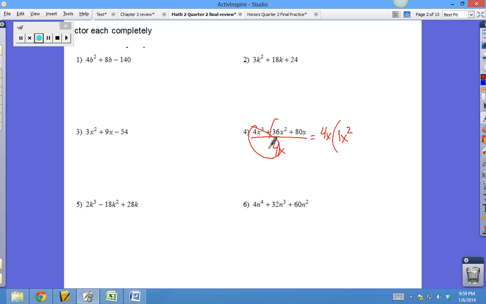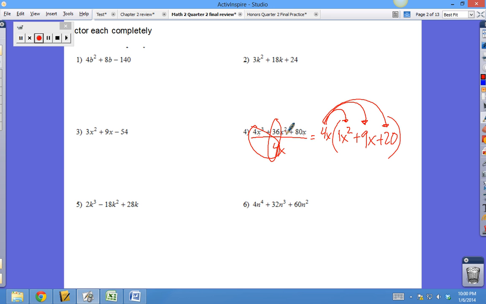Okay, the middle term, 36 divided by 4, I know that's a 9. But if I divide an x out of x squared, that's only going to leave me with an x. And then this last 80 divided by 4, that's going to be 20. But if I take x out of the x, there's nothing left. So you can check it by multiplying this to each piece. If you multiply the 4x to each piece, it should give you 4x cubed plus 36x squared plus 80x.